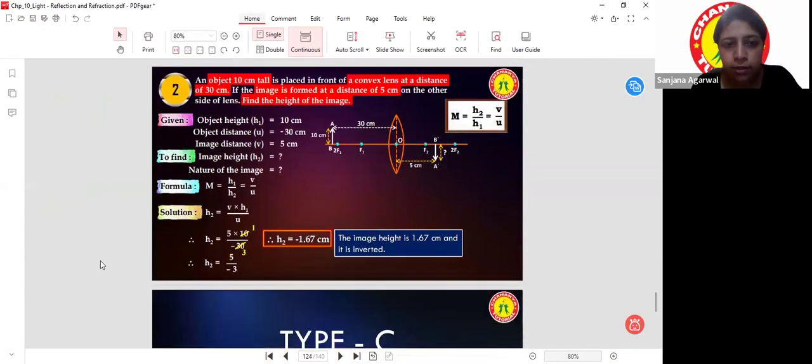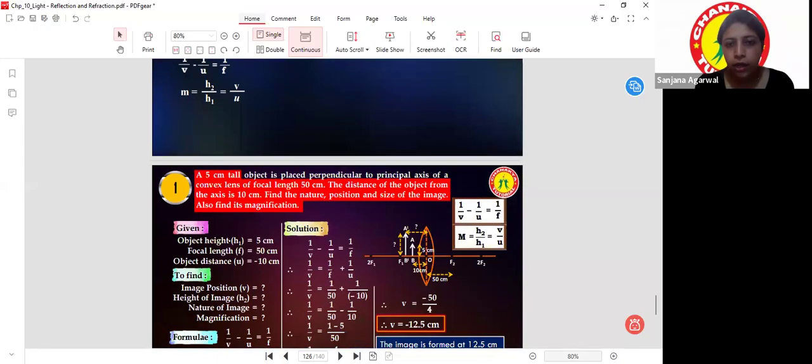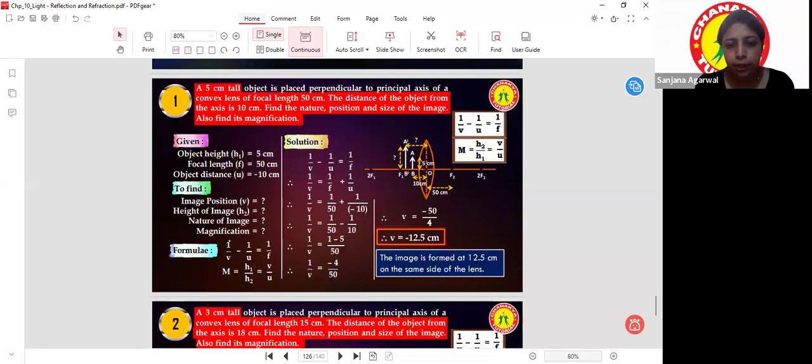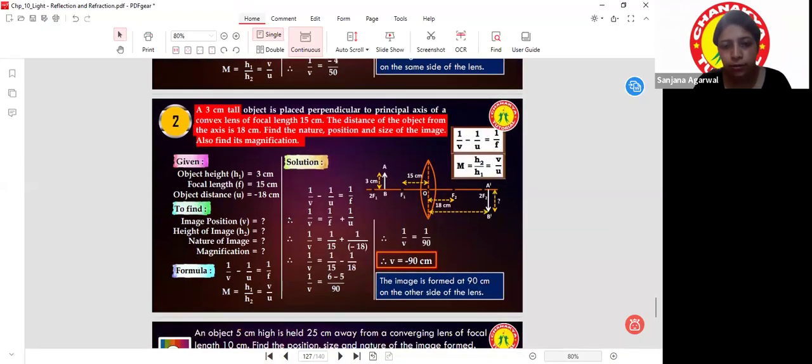The next question is again similar. An object 10 centimeter tall is placed in front of a convex lens at a distance of 30 centimeter. If the image is formed at a distance of 5, find the height of the image. No need to take up the lens formula, only this magnification part will work for you. Another set of questions involves the lens formula as well as magnification. Keep practicing, children, for your exams.